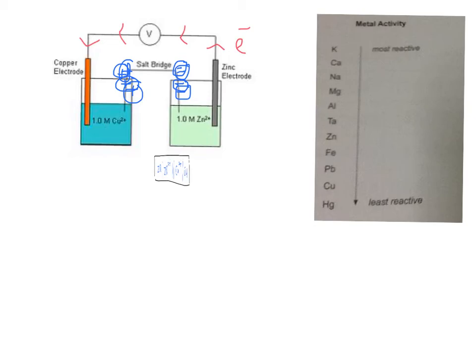A very common solution found in the salt bridge is always sodium chloride. A very, very popular one. Inside we have positively charged sodium and negatively charged chloride. Now you might be asked, why is it so popular? Why do we like to use sodium chloride so much? You have to know this.